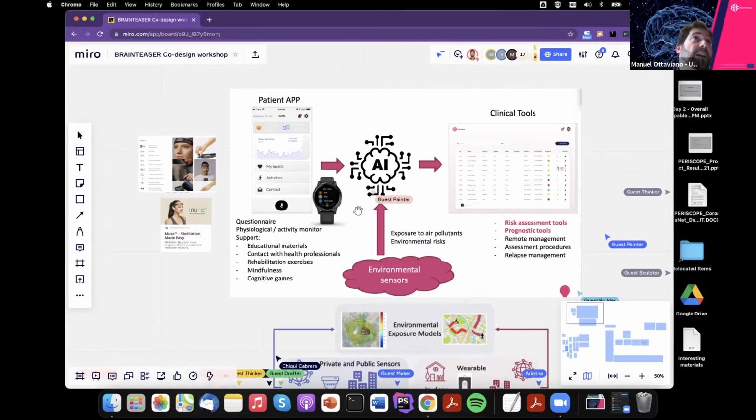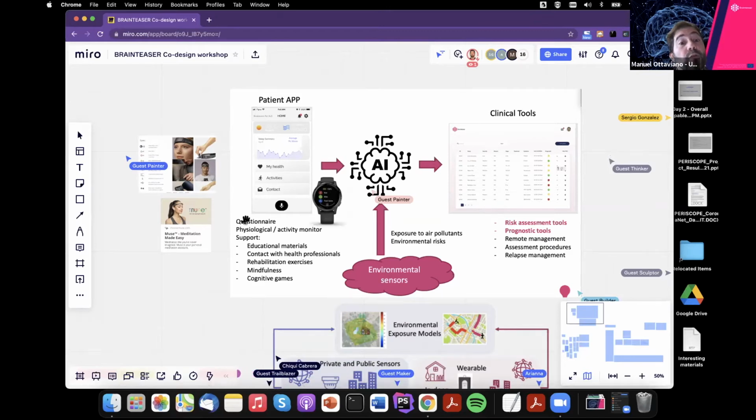The physiological data relate to heart rate and temperature, and the activity data relate to physical activity whenever it's possible for the user to perform activity, stand activity, and also sleep patterns. So in the app, we would like to provide support to answer questionnaires. Then we would like to provide support through educational material for the patients and caregivers.